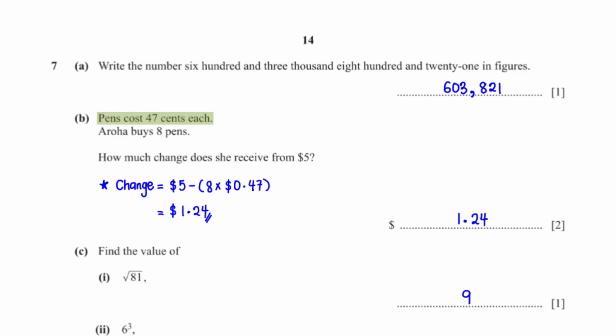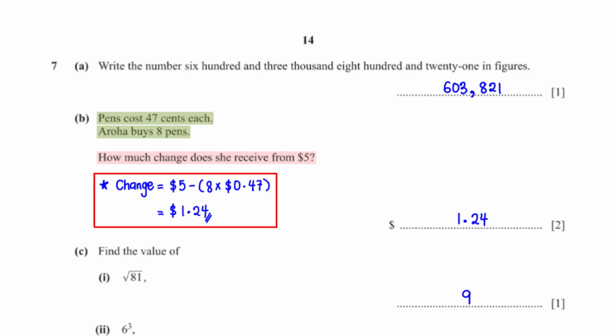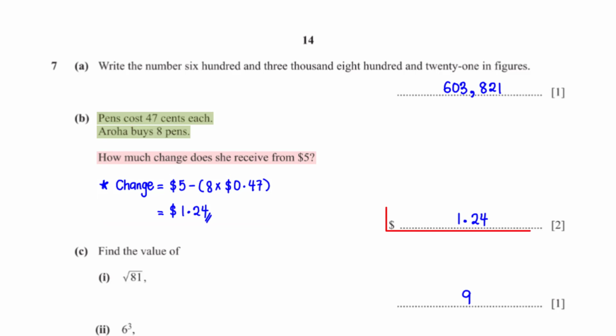Pens cost 47 cents each. Aroha buys 8 pens. How much change does she receive from $5? The change she receives would be equal to $5 minus 8 times 47 cents. We divide 47 by 100 to convert it to dollars, giving us $0.47. When we type this into the calculator, we get $1.24.